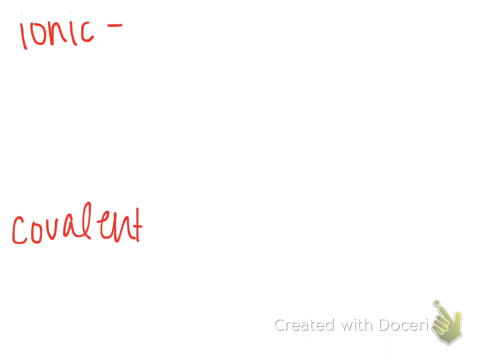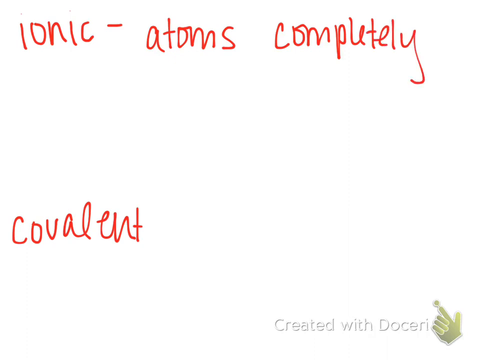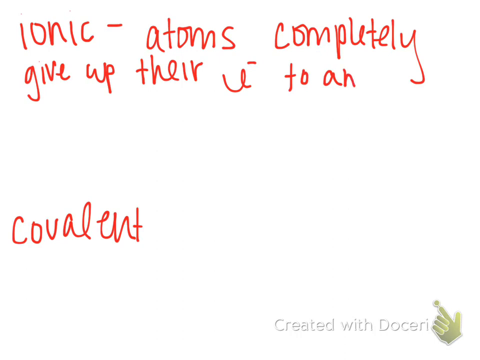So two main types of bonding are ionic and covalent. And we talked about ionic and covalent compounds. Those names come from the types of bonds found within those compounds. Okay? So ionic compounds are atoms that completely give up their electrons to another element.